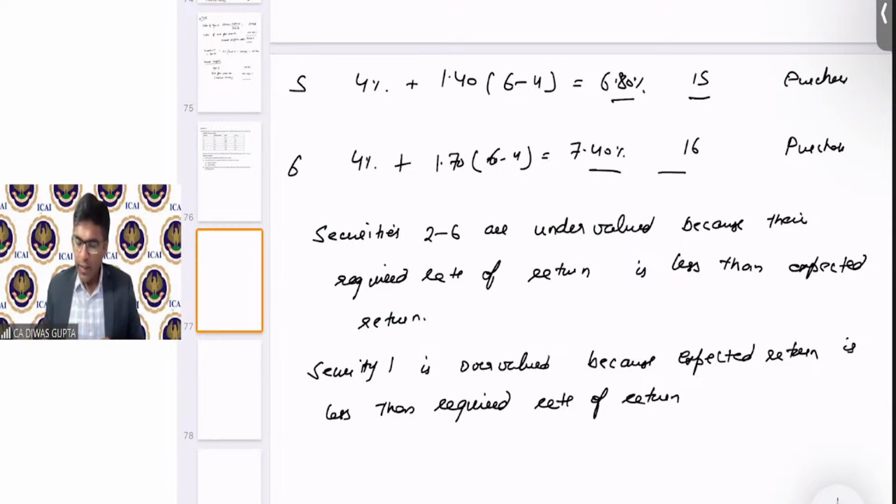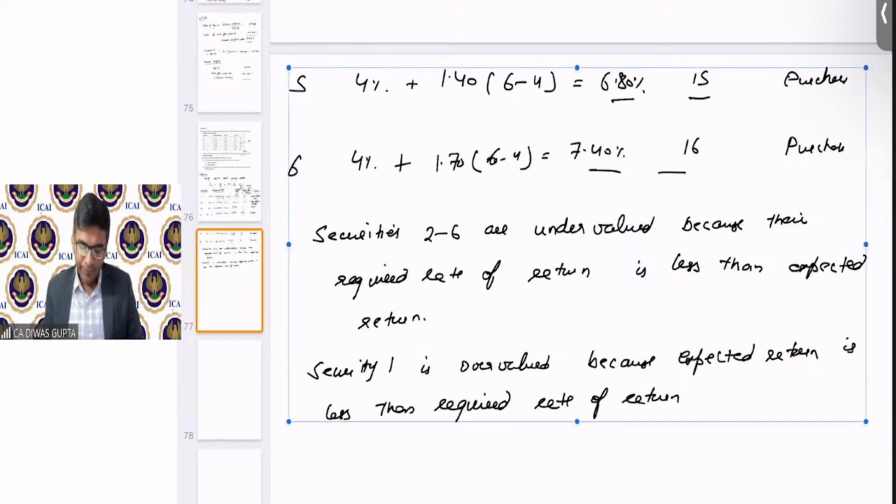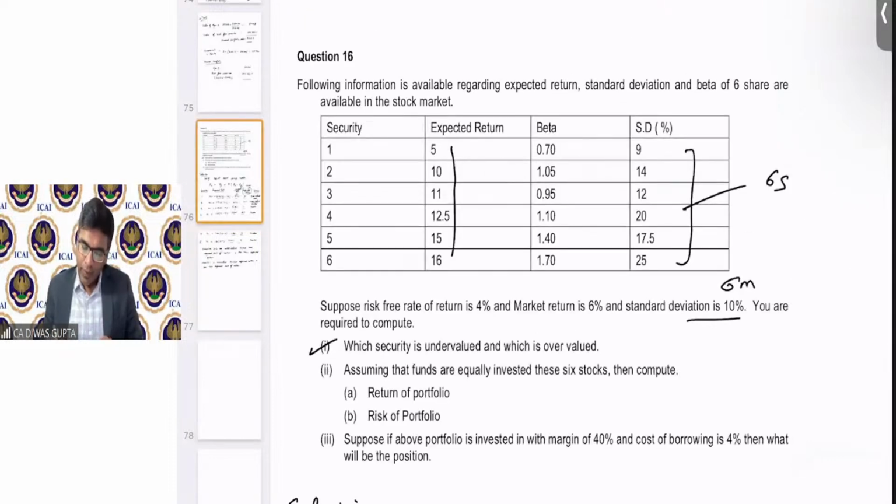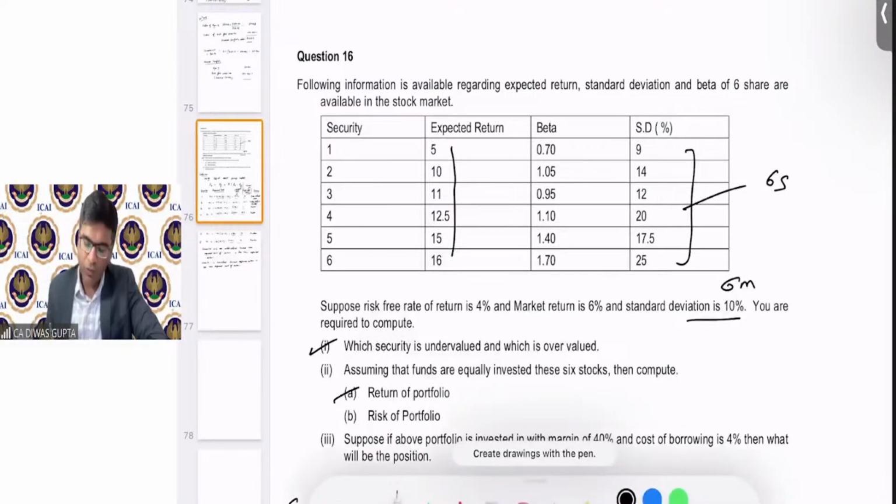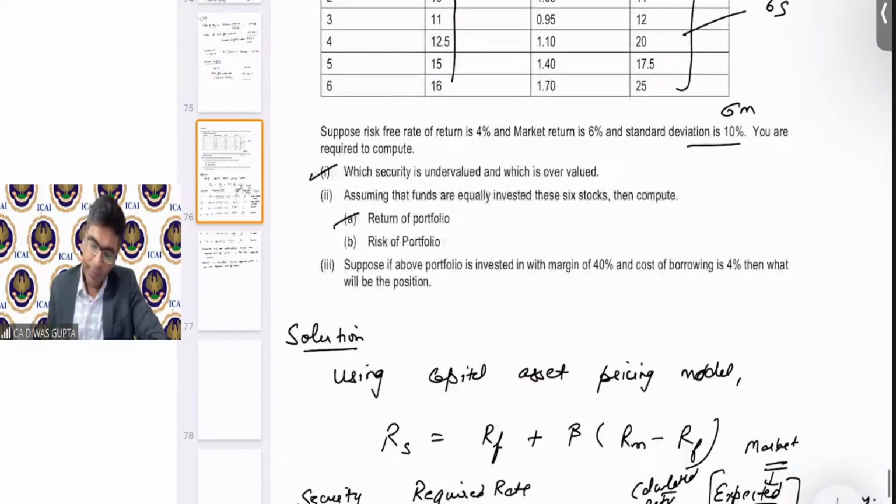Yes. So let's go to the next part. Assuming that funds are equally invested in these 6 stocks, compute return of the portfolio and risk of the portfolio. Easy. They're asking us that 1/6, 1/6, we will invest in all these 6 stocks. You have to compute the return and risk. Easy. So let's do that.